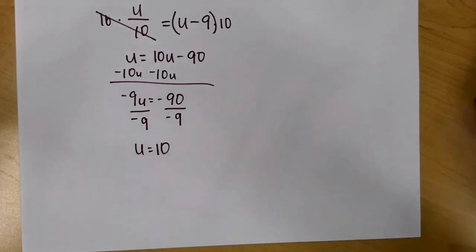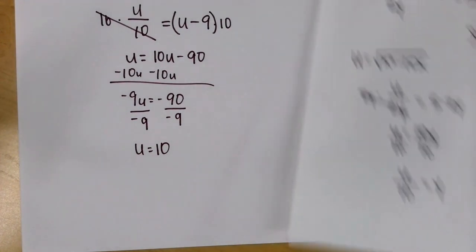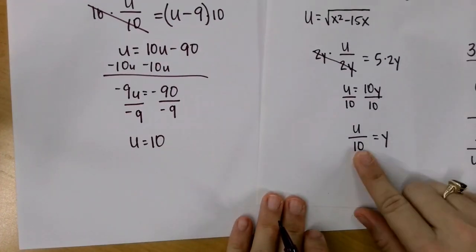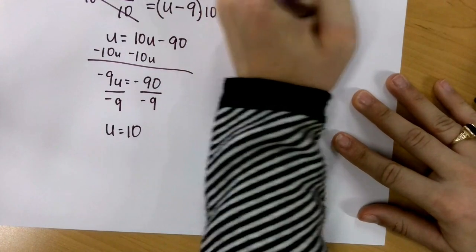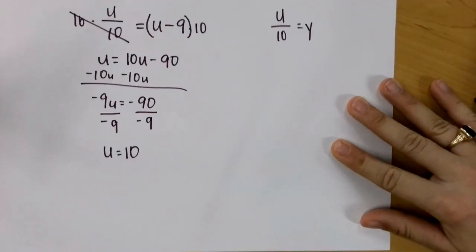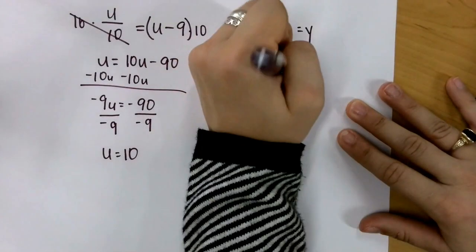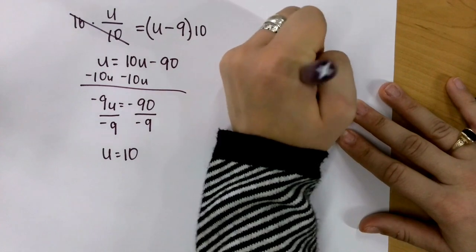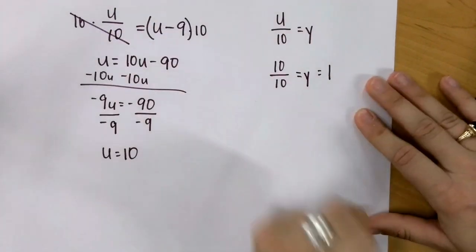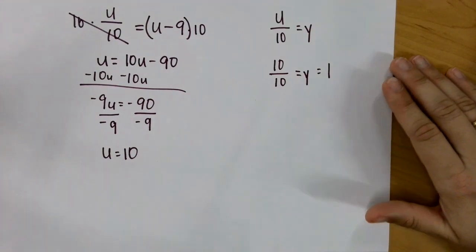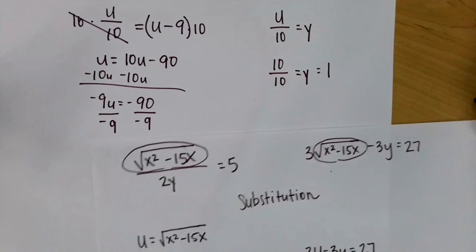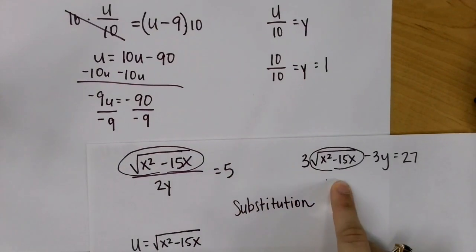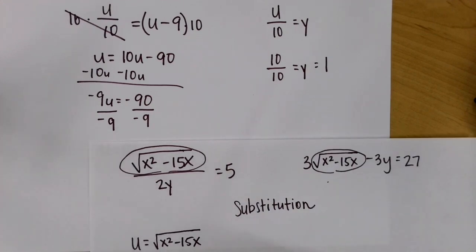Then I can plug my u back into one of my equations to figure out what y equals. So I'm going to use u over 10 equals y. Okay, so I have 10 over 10 equals y, which equals 1. So I know that my y value will equal 1. Now I could take this y value and plug it back into one of my original equations to figure out what my x is. But for time purposes in today's lesson, I'm not super worried about that.